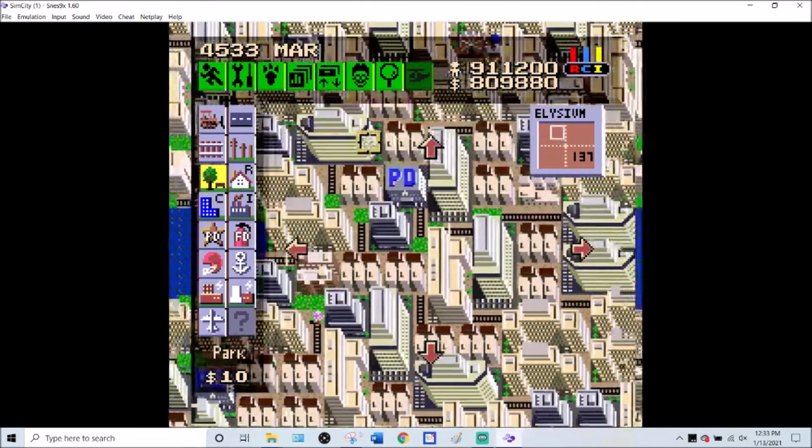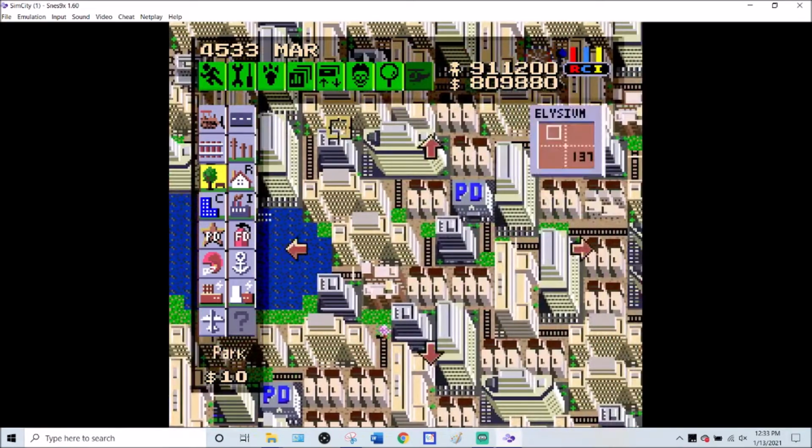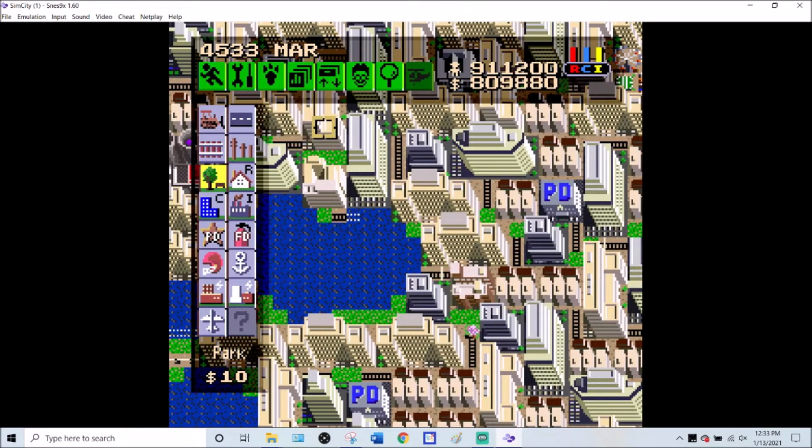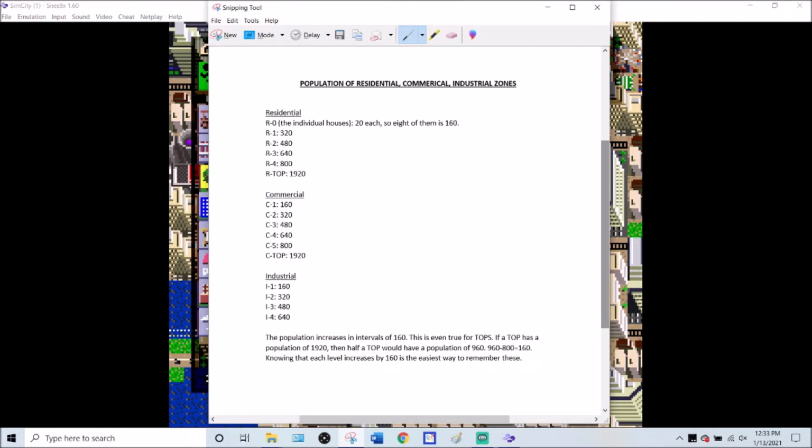You will see in the background, I have my city pulled up again. And the reason I have my city pulled up is for some visual cues. What I'm also going to be pulling up is this picture here. And what this picture provides is the population of residential, commercial, and industrial zones for each stage. For example, an R0 is when the individual houses are forming. Each house is 20 each.